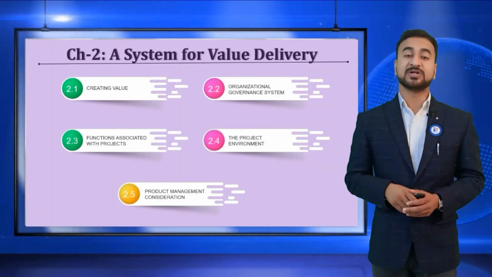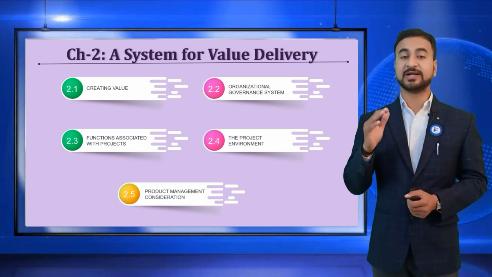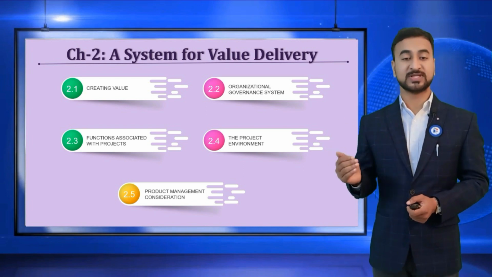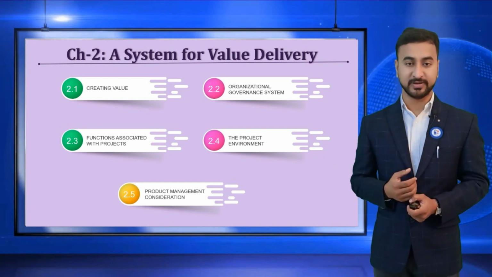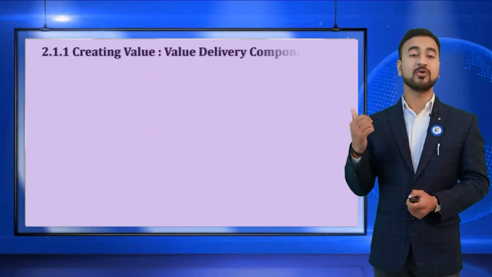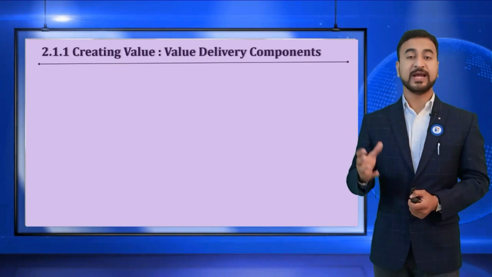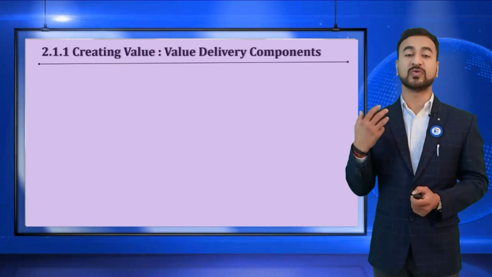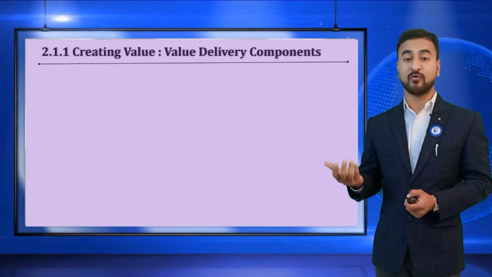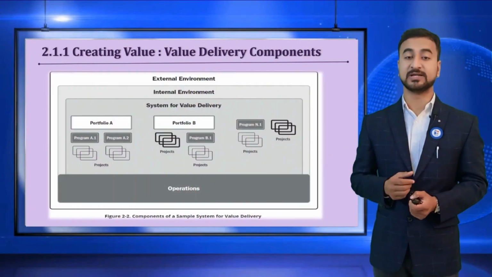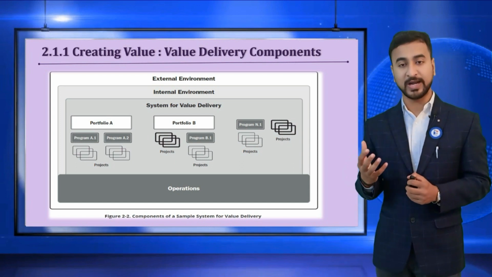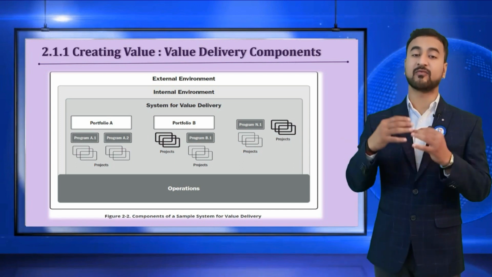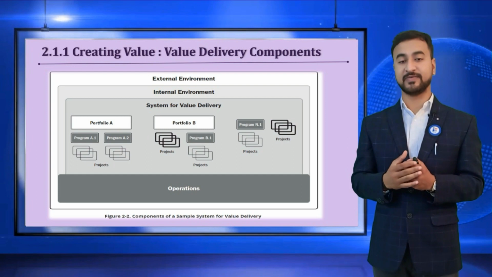This chapter contains 5 sections, and today we are discussing sections 2.1 and 2.2, that is, creating value and the organizational governance system. Creating value, we discussed in our previous section: how to create the value, and when and what kind of things we need to consider while creating value. Now in this section we are discussing the components that we need to consider, and the components by which we can create the value.